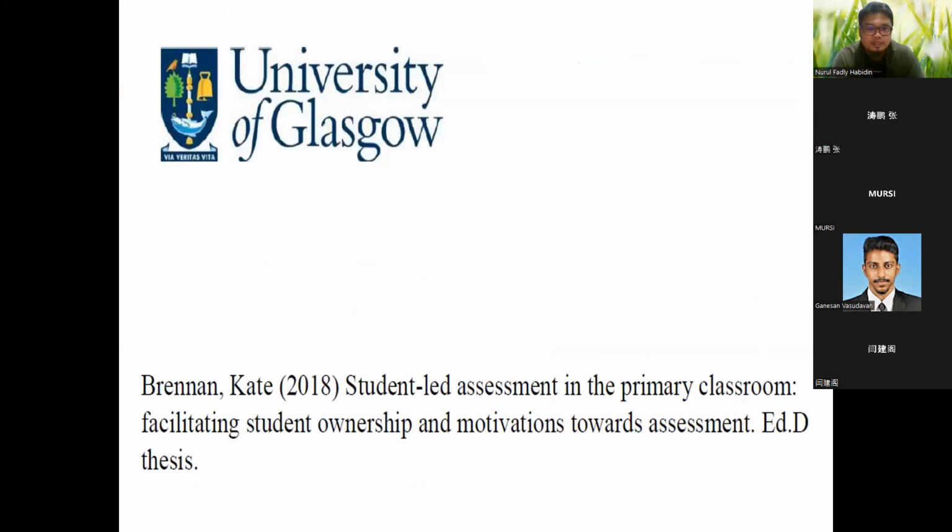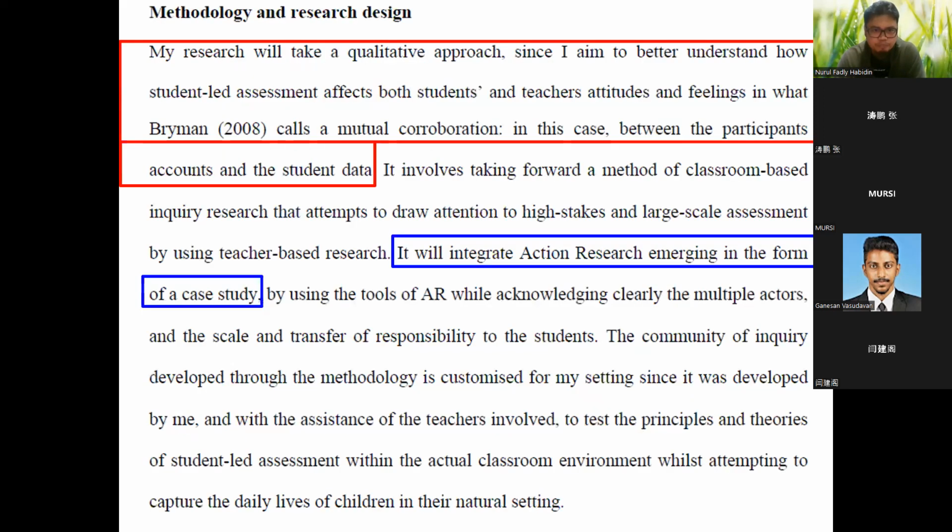So this one is from Brinette Kids: student-led assessments in the primary classroom. My research will take a qualitative approach since I aim... If you apply qualitative research, you can use words like "we aim". If you study quantitative, we cannot use "I" or "we"; in quantitative, mostly we report "in this study". But in qualitative, because the researcher is also the instrument in your research, we can use "I", "we", or something like that.